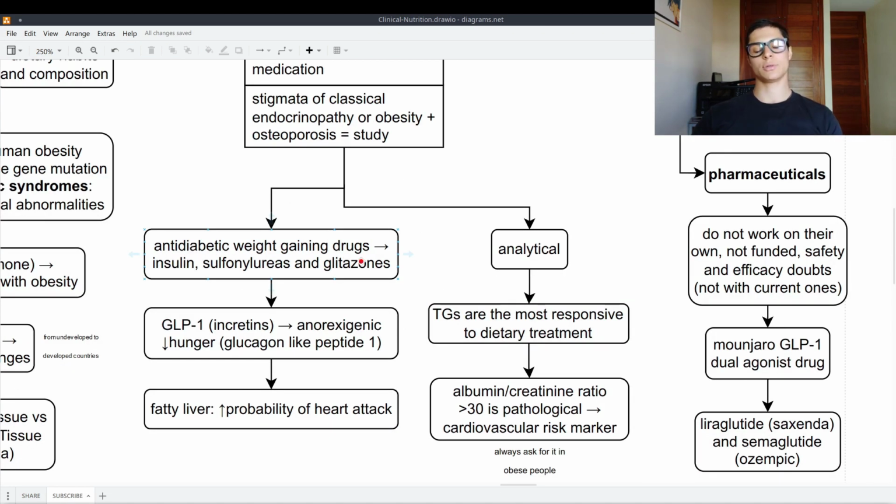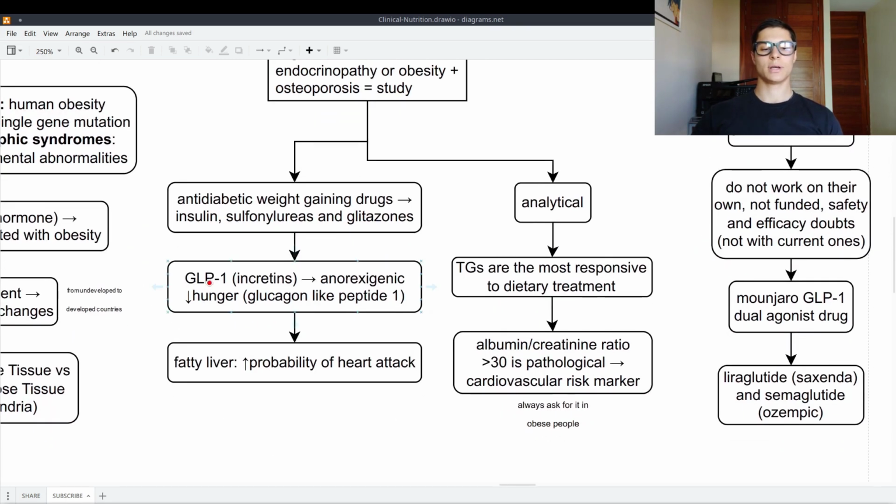Anti-diabetic weight-gaining drugs are, for example, insulin, sulfonylureas and glitazones. We also have the GLP-1 incretins, and these are basically anorexigenic drugs which are going to decrease the hunger levels because these act like glucagon. Indeed, they are called glucagon-like peptide 1, and they delay the hunger.